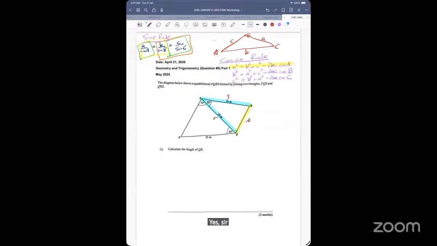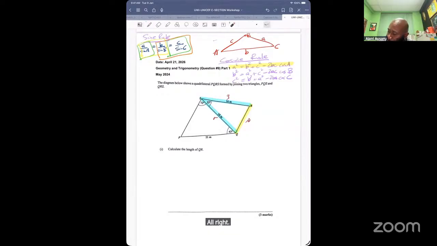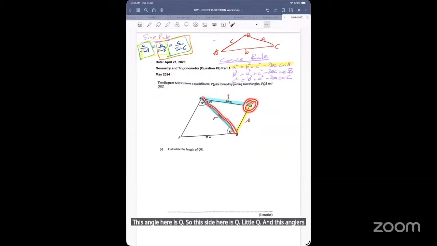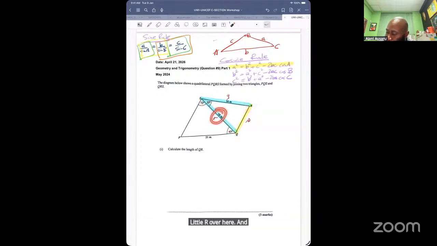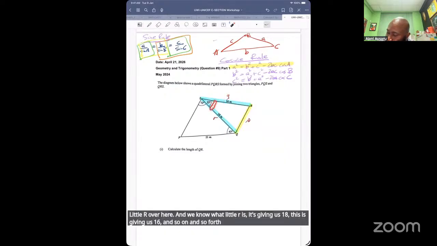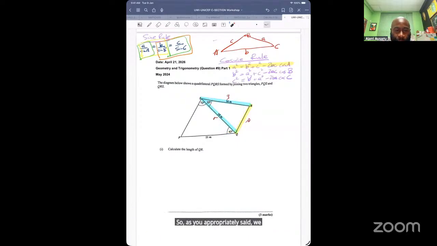Because notice, this is S, so this is little s. This angle here is Q, so this side here is little q. And this angle here is R, so the opposite side is subtended by little r over here. And we know what little r is. It's given as 18, this is given as 16, and so on. The included angle here, caught between Q and R, is 25. So as you appropriately said, we're going to use the cosine rule.